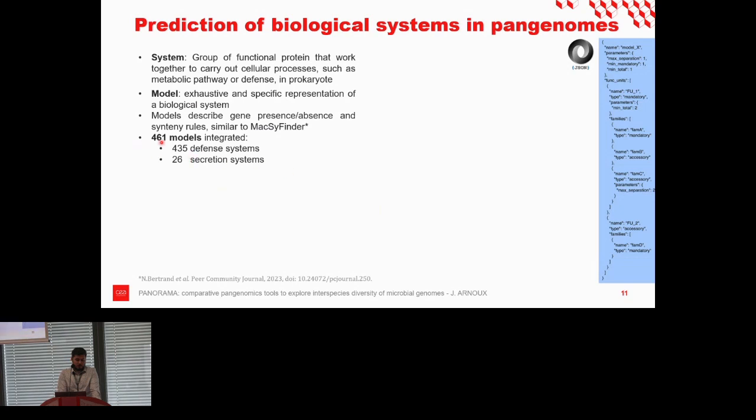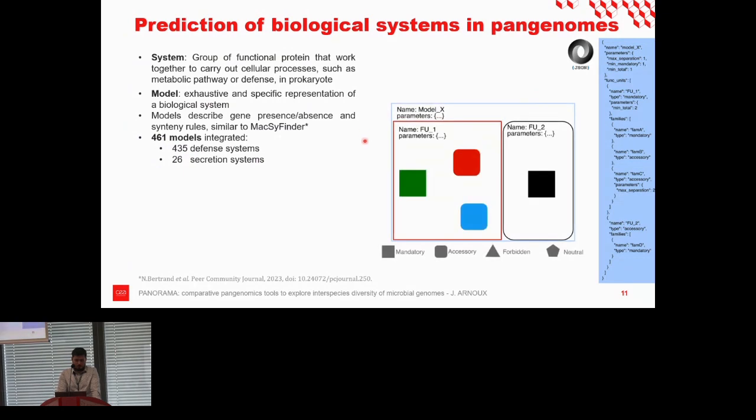Currently, we integrate 461 models in PANORAMA with 435 defense systems against viruses and 26 secretion systems. We chose the JSON grammar to write our systems because it's the most native grammar compatible with Python, and it also gives all users the opportunity to write their own systems for PANORAMA. And a system looks like this.